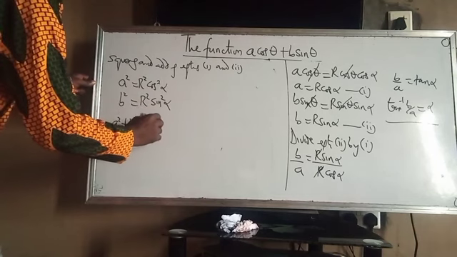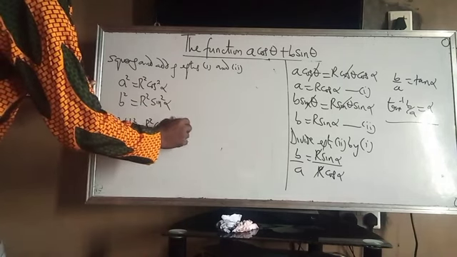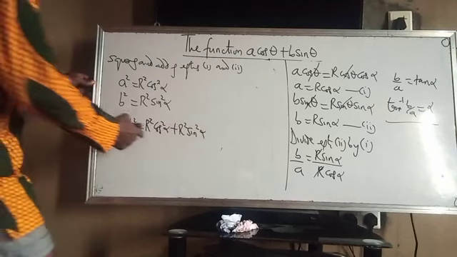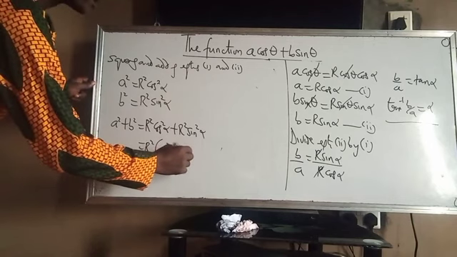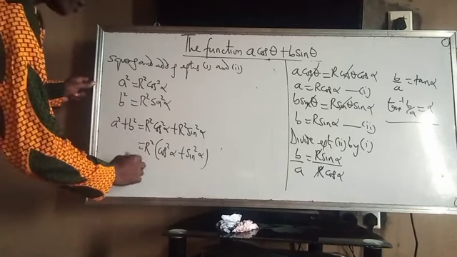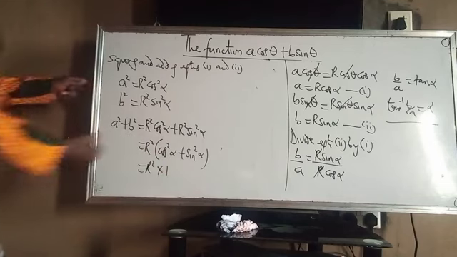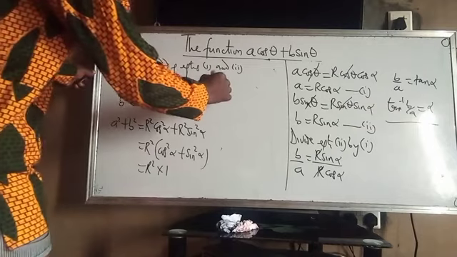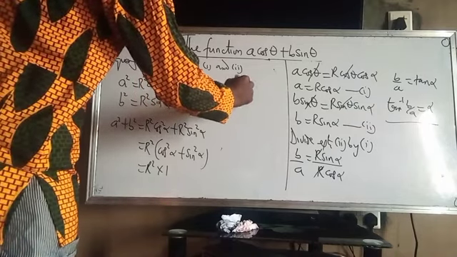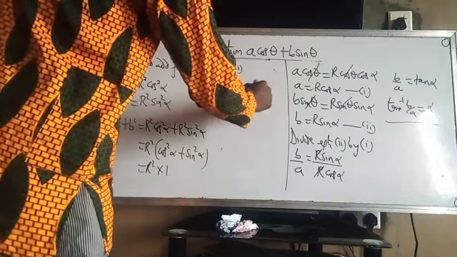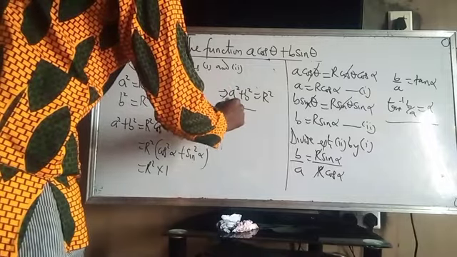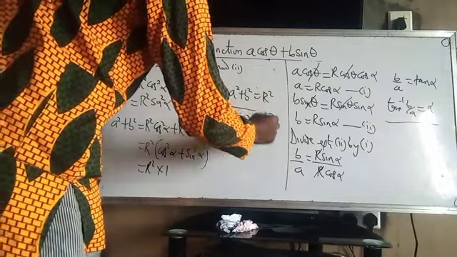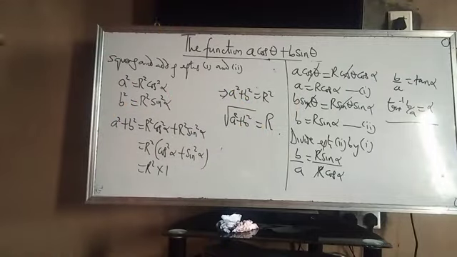A square plus b square is equal to r square cos square alpha plus r square sine square alpha. So what is common here? You have r square common into cos square alpha plus sine square alpha, and that is going to be r square times 1, because cos square alpha plus sine square alpha is 1. Which implies that a square plus b square is equal to r square. Find the square root of both sides. You have the square root of a square plus b square equals r. So we have gotten that as our r, just like we did in the previous illustration.